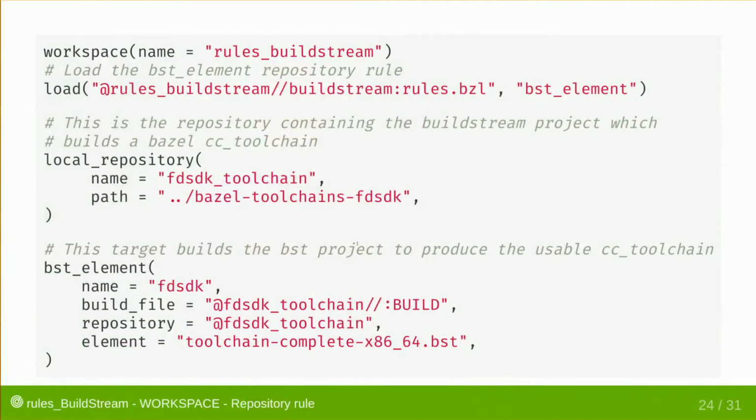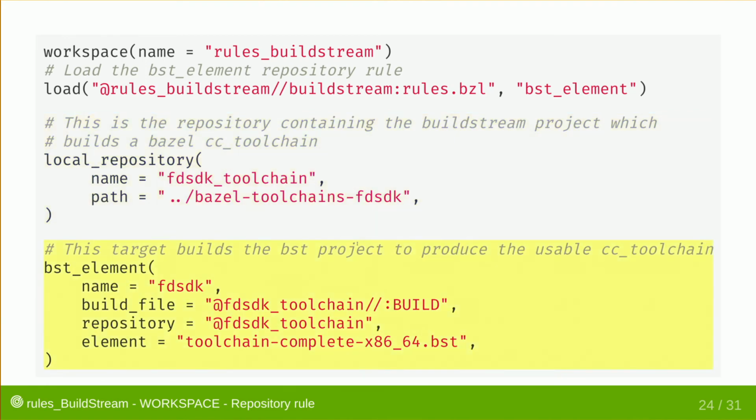So let's take a little look. Here's an example workspace file. It's obviously not the entire thing, but representative. We need to load in the BuildStream repository rules, set up a repository reference. Now that is to a BuildStream project. So that's literally just like the project that we've just explored. There's a bunch of elements in there. At least one of those elements is going to be the toolchain that we care about. Freedesktop SDK has all of these, so we're just using that.